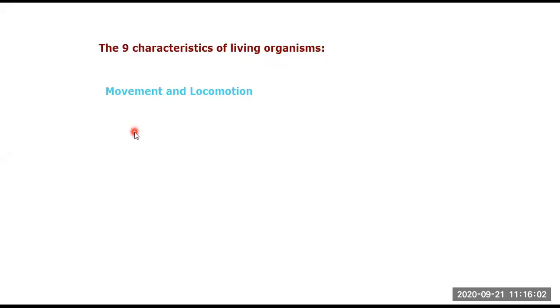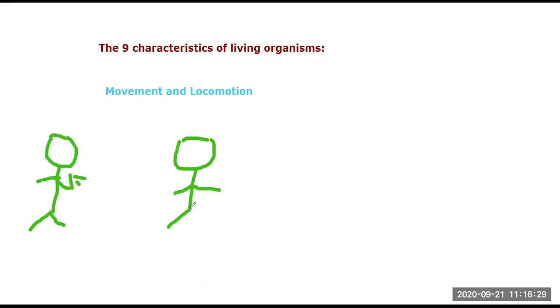The next characteristic of living organisms is movement and locomotion. Movement and locomotion are different from each other. For example, when you stand here and wave your hand to your friend, that is movement. When you move a body part without changing your location, it is called movement.